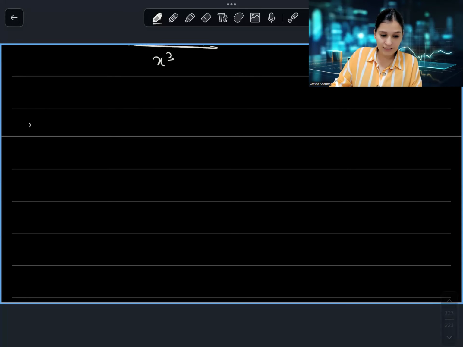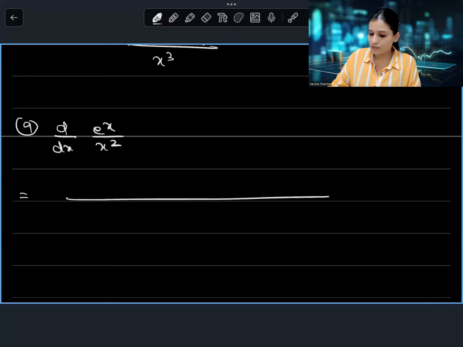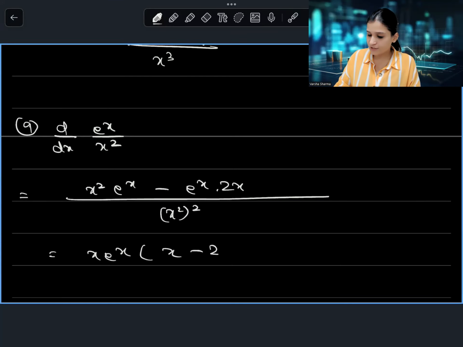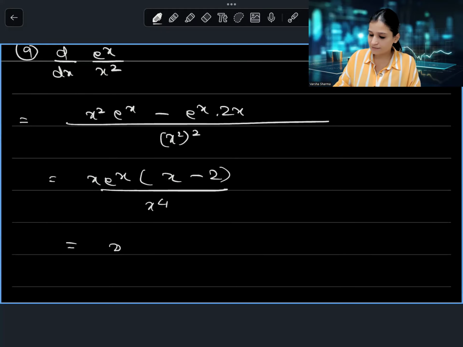Next, 9. Differentiation of e^x upon x square. Again, quotient rule. So x square, whole square. Leaving x square, differentiation of e^x. Minus leaving e^x, differentiation of x square. Taking x and e^x common. x minus 2 upon x power 4. We can cancel x.